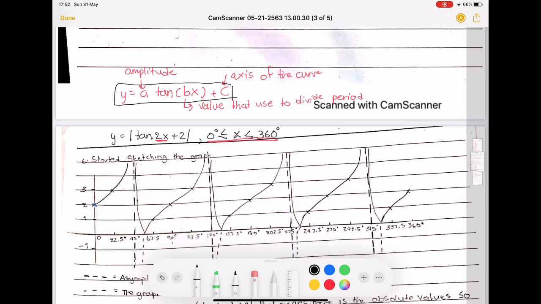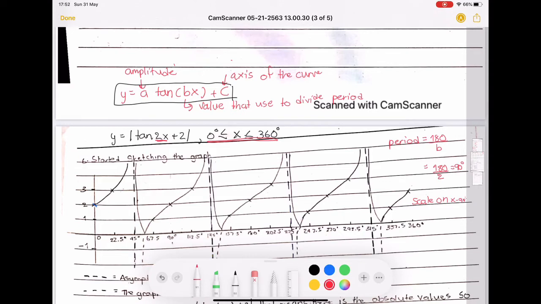Because we have a modified period, we have to find the period for this graph first. The normal period for the tan graph is equal to 180, but because we have a modified period, which is 2x, we have to divide it by b, which is 2, and we will get 90 degrees as the period for this graph. Then we have to find the scale on the x-axis.